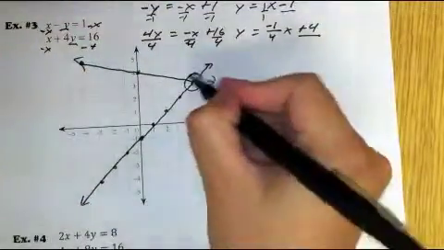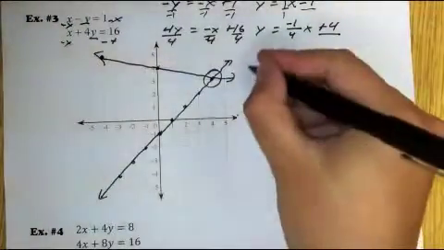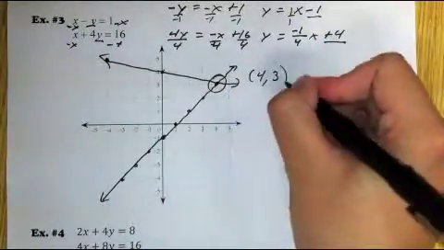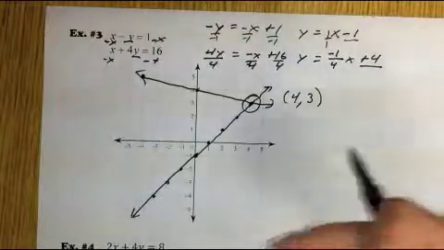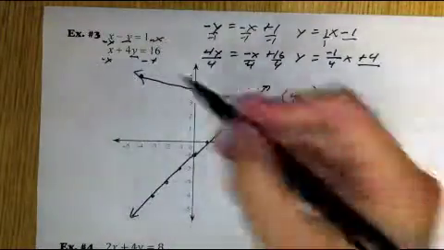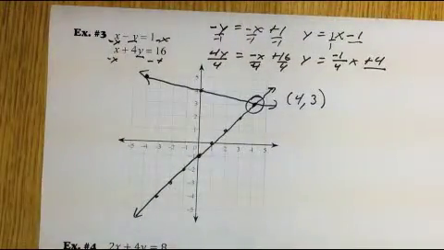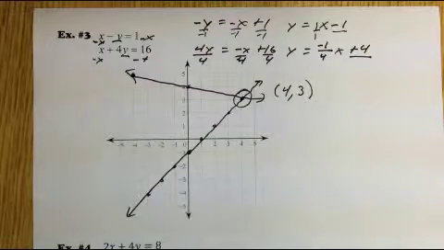Where is this located? What's the x value belonging to that? 4. What's the y value belonging to that point? 3. Okay, that's the intersection. That is the solution for the system. Could you plug those in and see if they work out? You go right ahead. I don't have time to do that. But that's all you get to do there. Okay, last one.